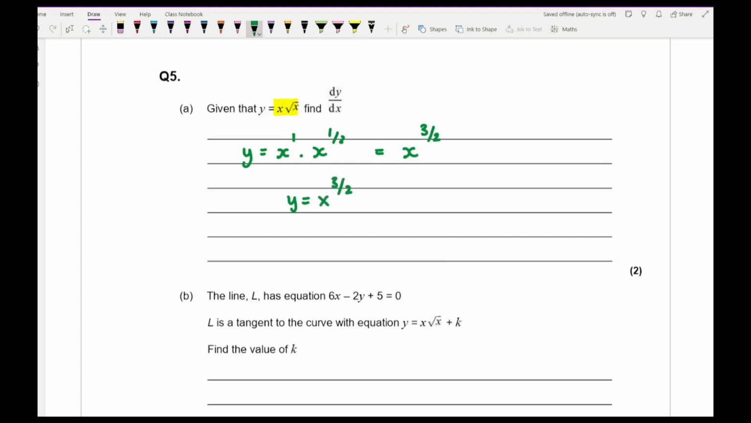So here I move the power to the front, divide by the new power, so dy over dx is going to equal 3 over 2 x to the power of a half. Now, you could write it as a decimal, which I wouldn't encourage, but if you wanted to, you could write it like that, but personally I would leave it in that form.